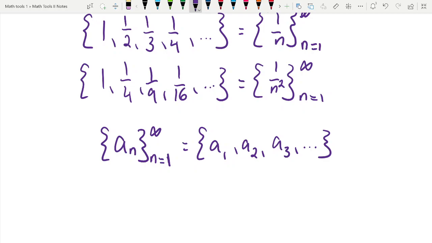So there's two different ways we might encounter a sequence. We might encounter the 1 over n squared from n equals 1 to infinity, and we're told the formula for the sequence. Or maybe we would just be given a sequence of numbers, and then it would be up to us to figure out what the formula is that dictates that sequence.